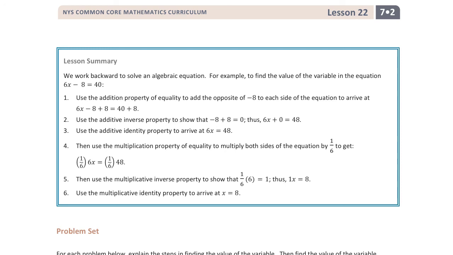Then we use the multiplication property of equality to multiply both sides of the equation by 1/6 to get 1/6 times 6x equals 1/6 times 48. Then we use the multiplicative inverse property to show that 1/6 times 6 equals 1. Thus, 1x equals 8. Then finally, we use the multiplicative identity property to arrive at x equals 8.